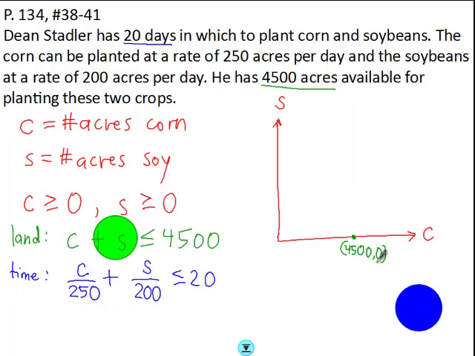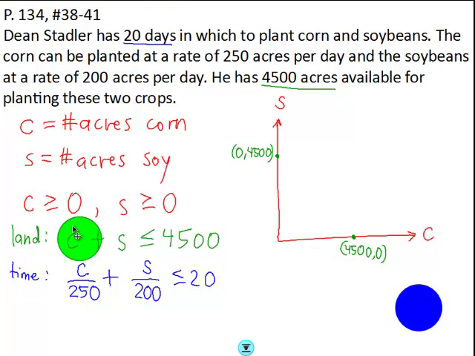4,500 and 0 acres of soybeans. Similarly, if I want to see how many acres of soybeans, I cover up the corn, and again, that's going to be 4,500 acres of soybeans. So 0 acres of corn, 4,500 acres of soybeans. Okay, we'll just leave that there.